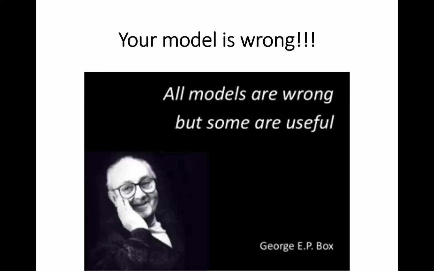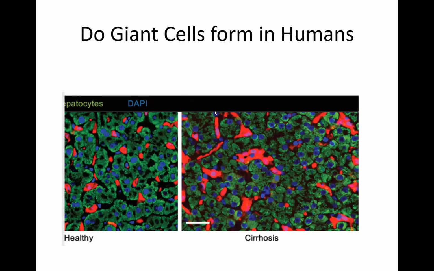Now, reviewer number three was a handful this time. And he or she said, your model's wrong. And so at first we got very upset about this. You know, I replied with this famous quote, all models are wrong, but some are useful. That didn't go over very well. And in the end though, what I think was important was that what the reviewer was saying is that this doesn't happen in humans. And so we went to three different transplant centers and each of the centers, the pathologist said, oh yeah, there's giant cells in the fibrotic liver.